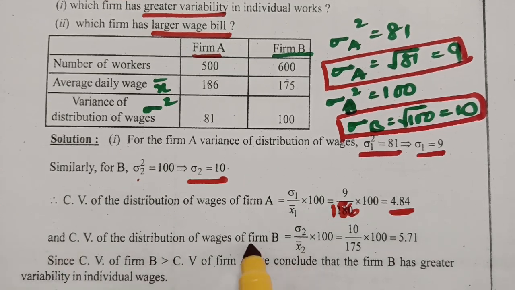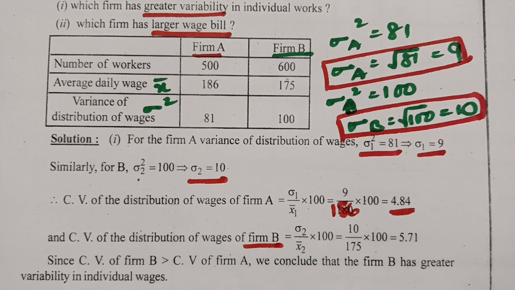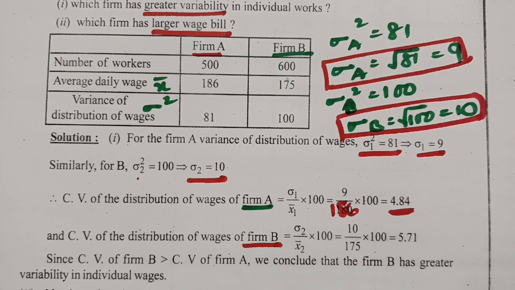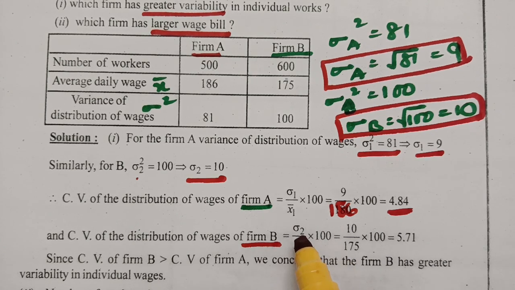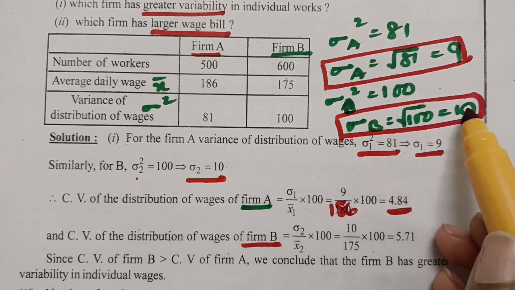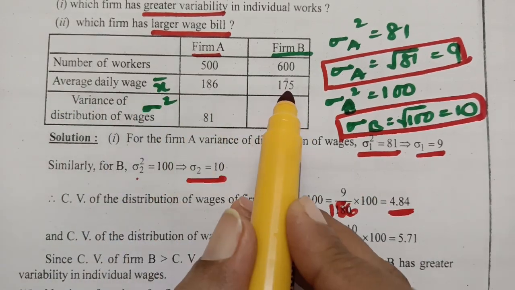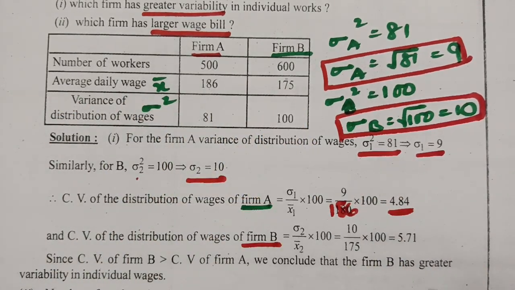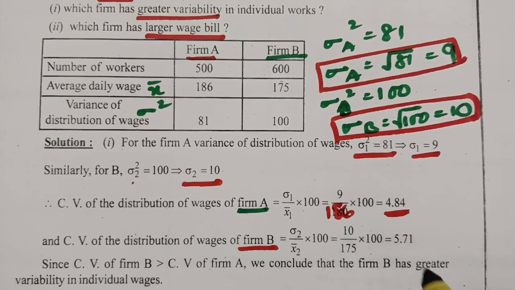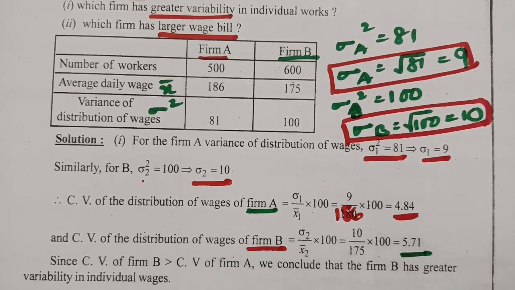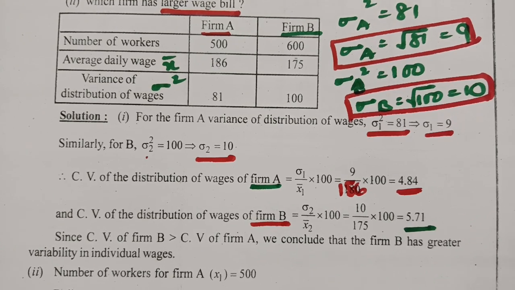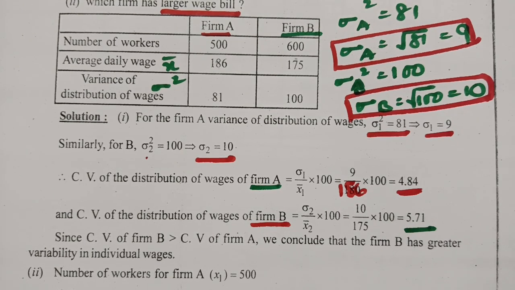And the CV for B, while the previous one was for A, is sigma 2 by x2 bar into 100. What is the sigma 2 value? Sigma 2 for B is 10, and the average value x2 bar is 175, into 100. The value is 5.71. So here we have to compare the variability.